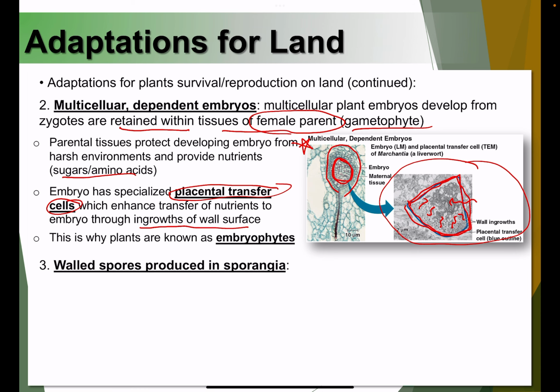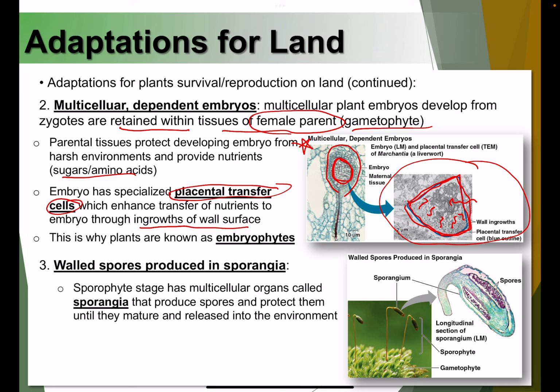Third, plants have walled spores that are produced in what's called the sporangia. The sporophyte stage of plants' life cycle has multicellular organs called the sporangia. Okay, so what is sporangia? Well, they are organs that produce spores, and they also protect them until they mature and are released into the environment.